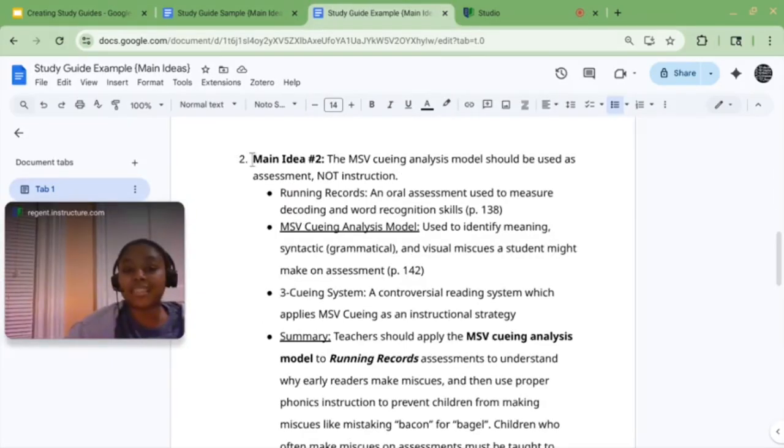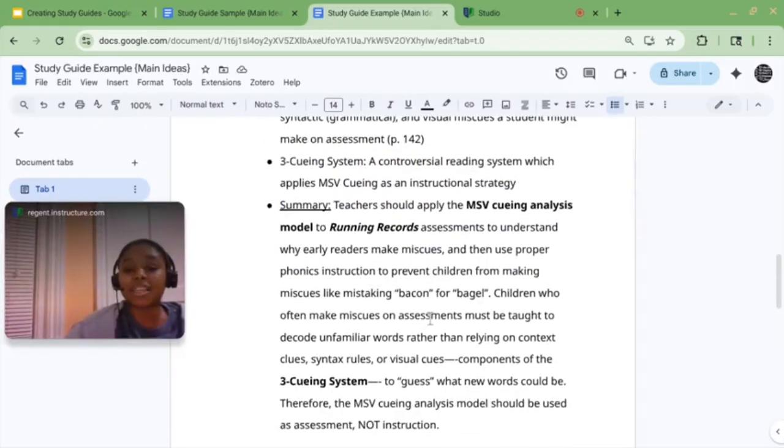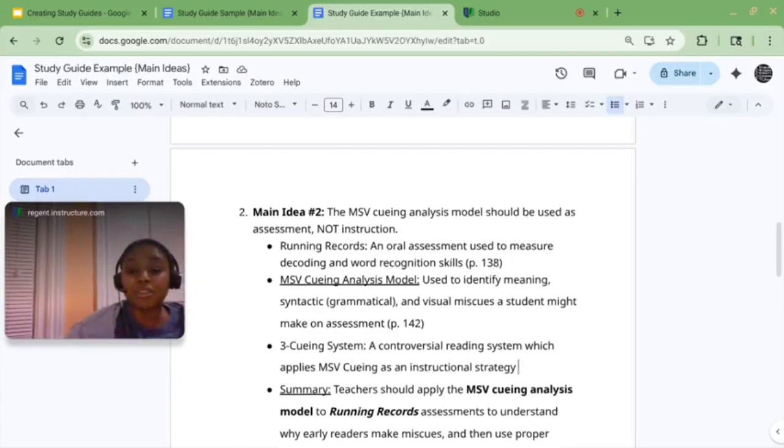I have my second main idea, again, the same structure with the key terms, and then a summary, which reinforces that main idea. And so this is really helpful if you learn like this, if you really want to understand the main idea, someone who needs to understand the main idea of something and then break everything down into its separate parts. And again, it's very helpful if this is how your tests are normally organized.